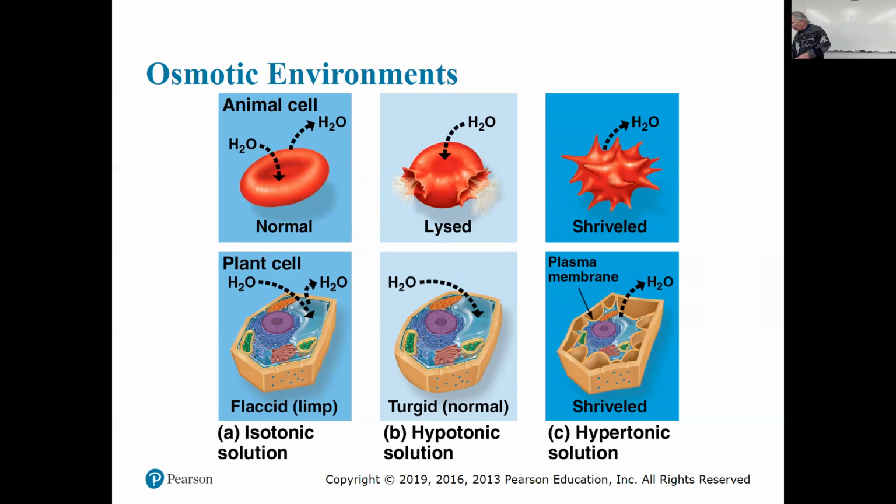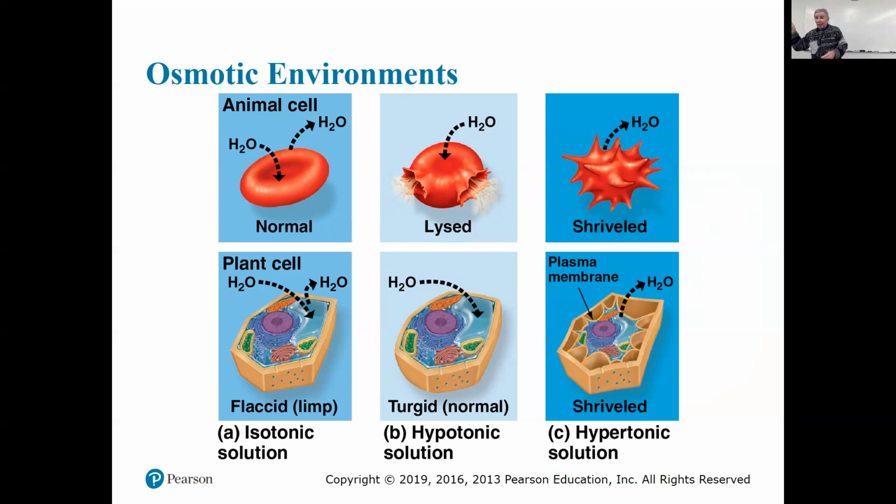Okay, hypotonic environment. The water concentration outside the cell is higher than it is inside. And water will rush in and try to swell the cell. And if it's hypotonic enough, it'll cause the cell to burst, lysed. And that's been the death of the cell. This is what happens if you drink too much water. I mean, way too much water. It'll cause your brain cells to swell up and burst, and it'll kill you. It's called hyponatremia.